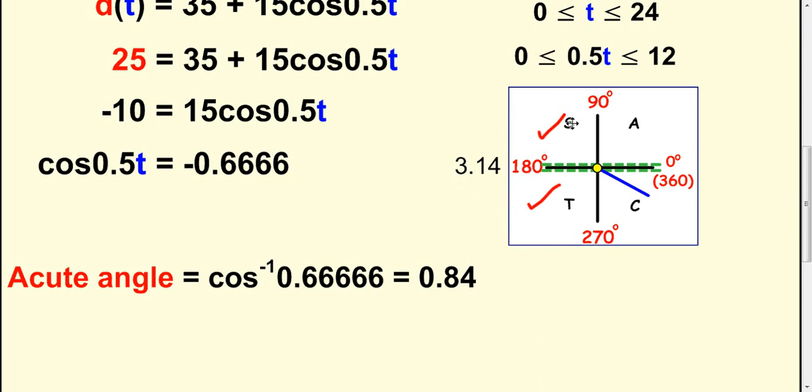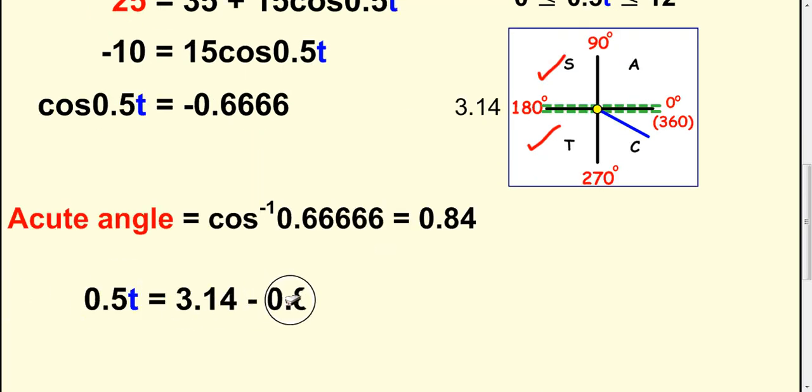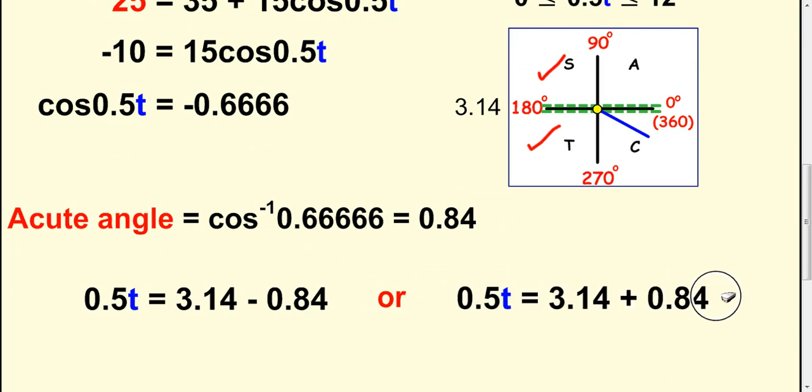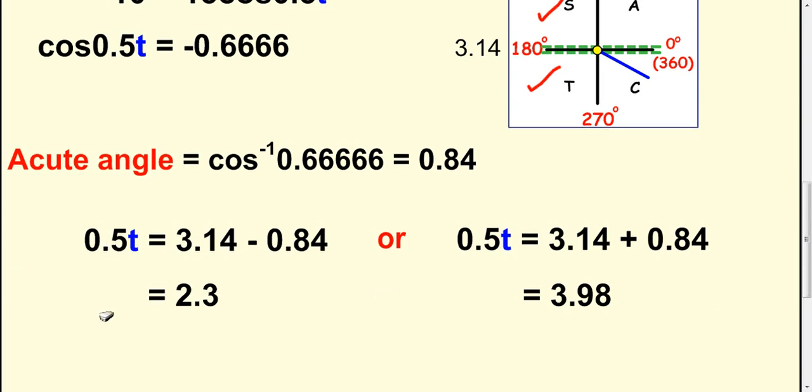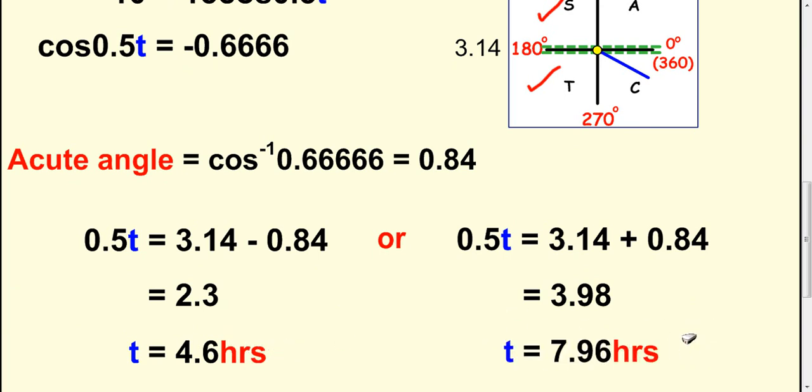So if we want to go into the sine quadrant, the second quadrant if you like, instead of going back from 180, because we're in radians, we go back from 3.14. And to get into the tan quadrant, we go forwards from 3.14 by 0.84. So 0.5t equals 3.14 take away 0.84, or 3.14 plus 0.84. So that comes to 2.3 and 3.98. To get t, we have to double this value, so that comes to 4.6 hours, and the other value comes to 7.96.